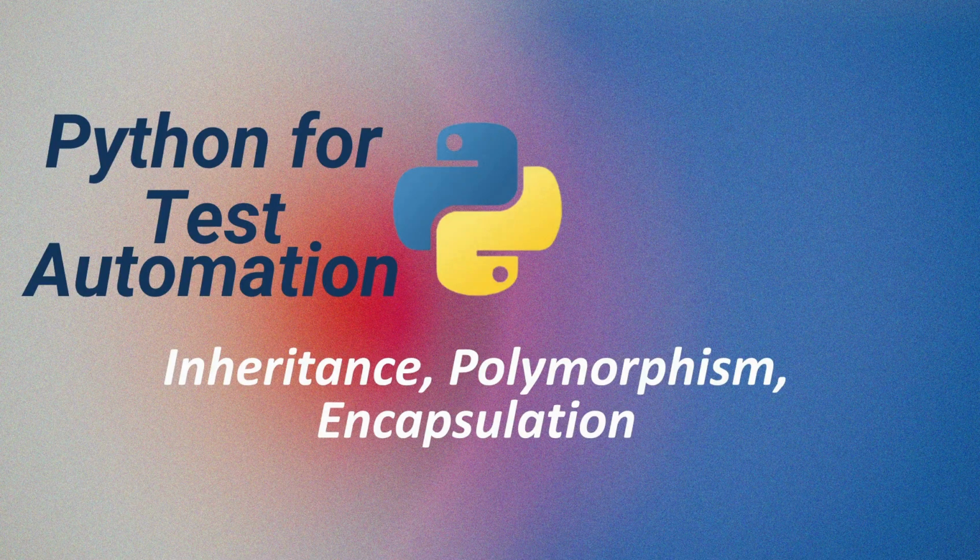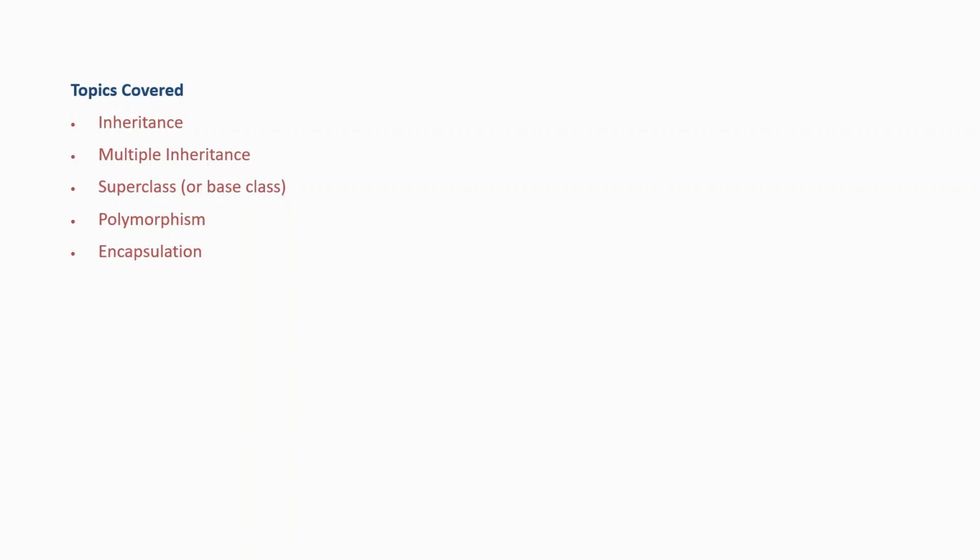Welcome back to another video in our Python for test automation series. In our last session, we explored the fundamentals of object-oriented programming, including classes, objects, and constructors. In today's session, we will be discussing some of the core pillars of object-oriented design that includes inheritance, multiple inheritance, superclass, polymorphism, and encapsulation. Let's get started.